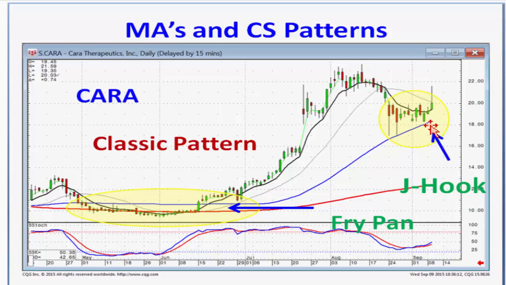Start back up. What type of pattern is that setting up? A J-hook pattern. So a classic is you have a very strong price move, coming out of the fry pan bottom. A J-hook pattern is a pullback after a very strong price move, and we know that if wave one of a J-hook pattern is going to be equal to wave three, even if we miss this move, we can calculate what the upside potential is of that move.